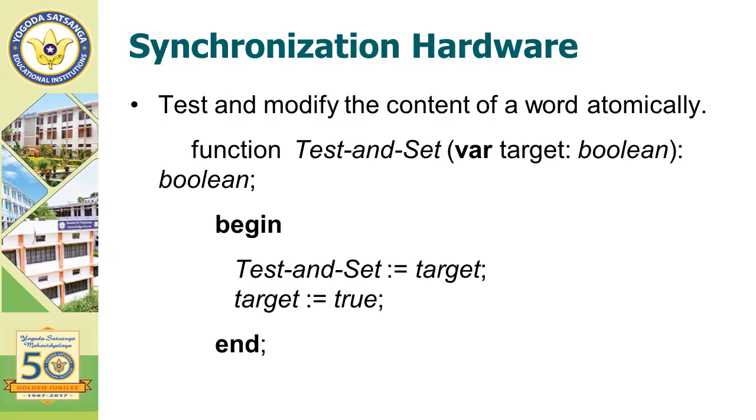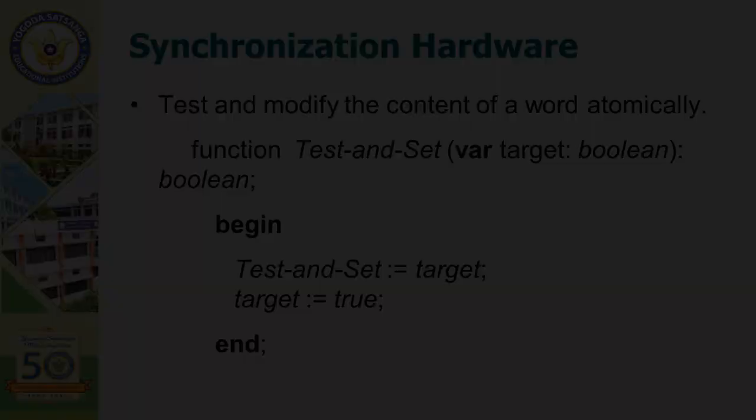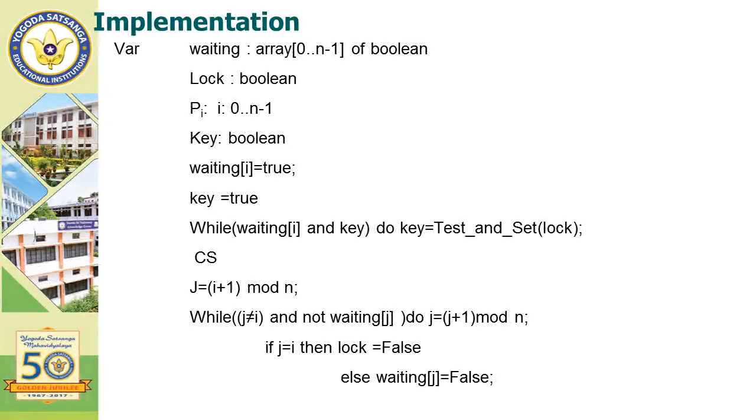Now, how is this implemented to solve the critical section problem? How is test and set implemented to handle the critical section problem? There are global variables, waiting and lock. Waiting is an array type variable, lock is a boolean type variable. Pi is a process, where i goes from 0 to n minus 1. Key is a boolean variable.